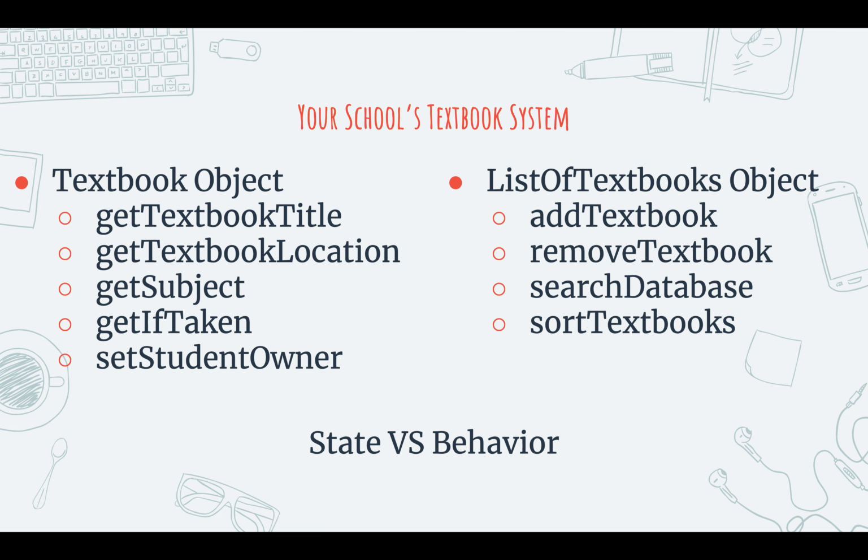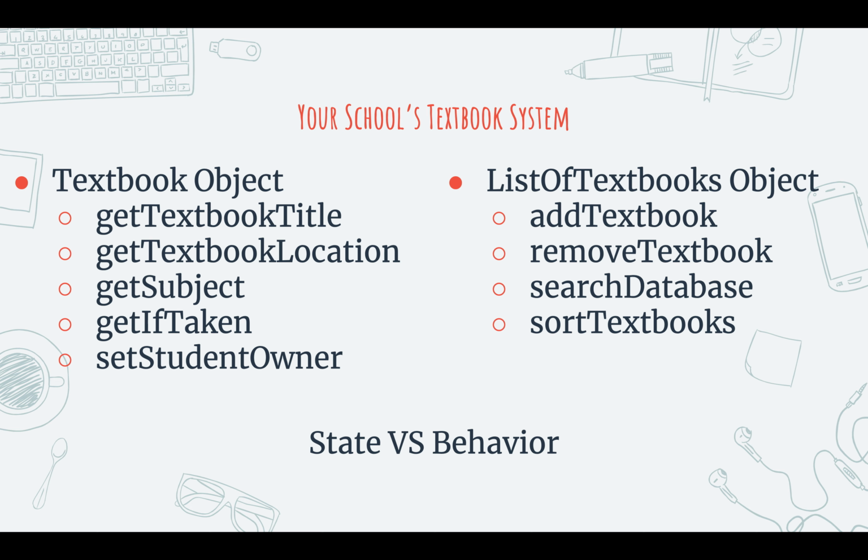So let's look at your school's textbook system. There are two types of things we're going to exhibit within a textbook: different states and then different behaviors that we would want from our school's textbook system. So we have a textbook object, and what is that textbook object going to have? Well, it's probably going to have a title, like most textbooks have. It's going to have a location in the library or in the school where you would want to locate it. What subject or which one of your school's departments does it belong to?